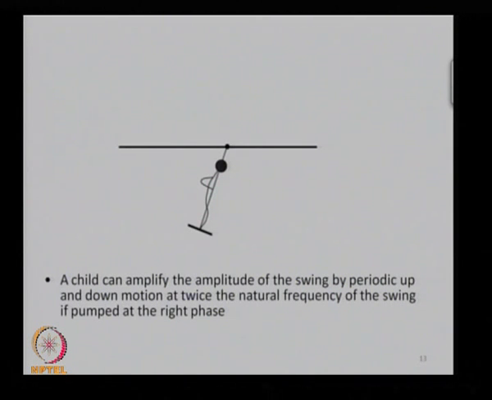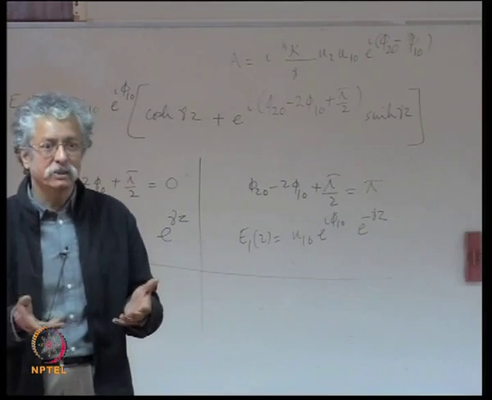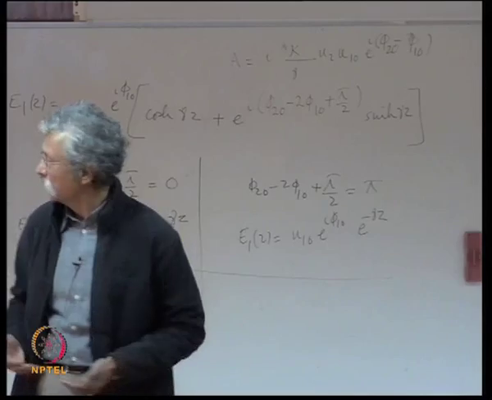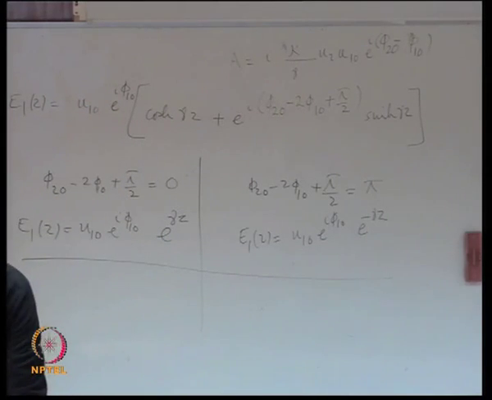Also note that the child has to pump the swing at the right phase. If it gets out of phase, the swing will come down to rest. And also, nobody needs to push. The child can generate some noise in the swing and then start to amplify that. The moment it starts to swing a little bit, you sit and stand at the right time, the right phase, and you start to amplify the signal. So you can actually generate from noise, amplify that noise, and generate the oscillation.